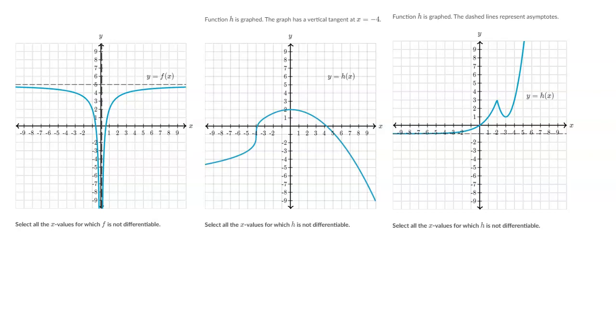If I'm looking at this first picture, the first thing we want to do is identify if there are any discontinuities, so any areas that are not continuous. Correct. X equals 0 is a discontinuity, so automatically x equals 0 is not differentiable. Perfect.